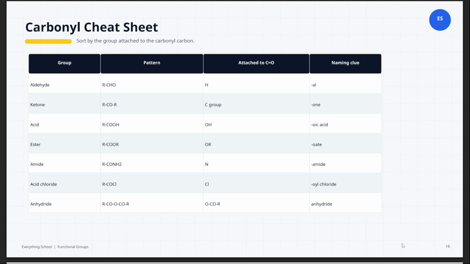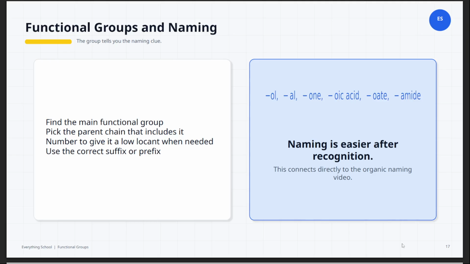On tests, this is one of the fastest ways to stop confusing similar-looking structures. Now connect this back to naming. In the naming video, the first major step was finding the boss functional group. This video explains how to spot those groups in the first place. Once you recognize the main functional group, you can choose the parent chain that includes it, number correctly, and use the right suffix or prefix.